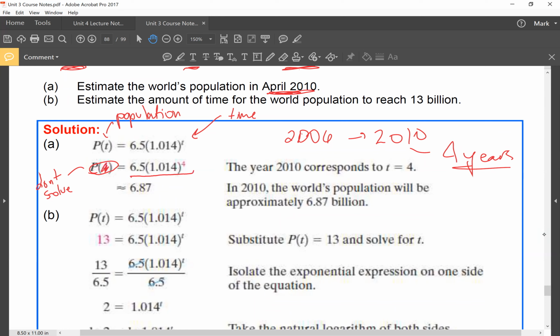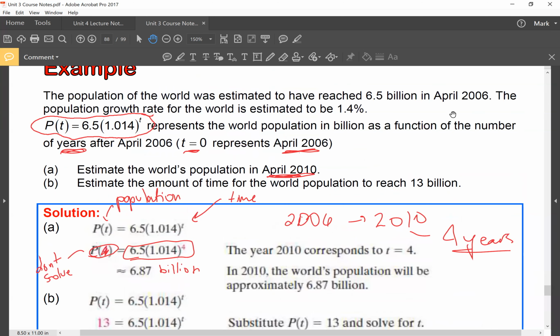And all you do is put this number in on your calculator: 6.5 times 1.014, and you raise that to the power of 4. The answer would be 6.87 billion. And I know it's billion because that's from the question up there. It says we have 6.5 billion. We're dealing with population in billions.